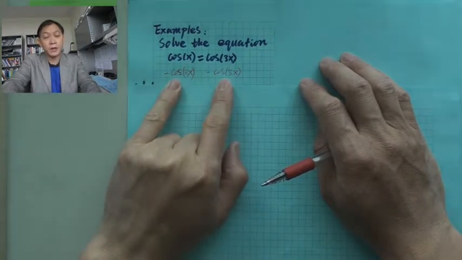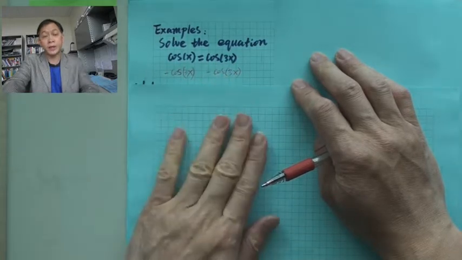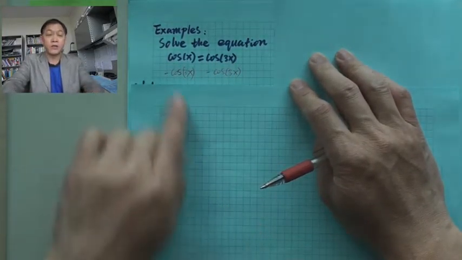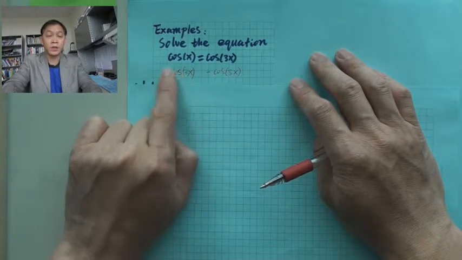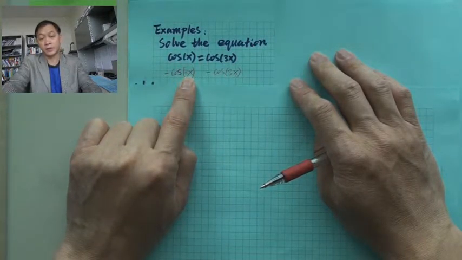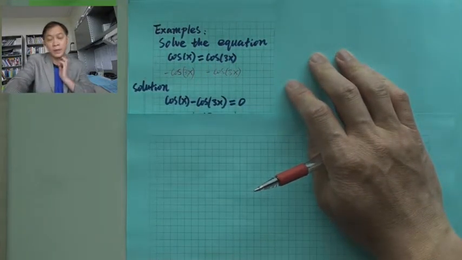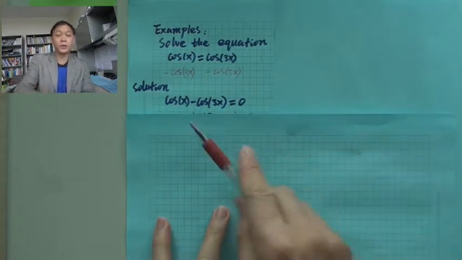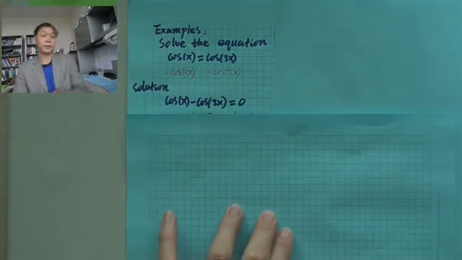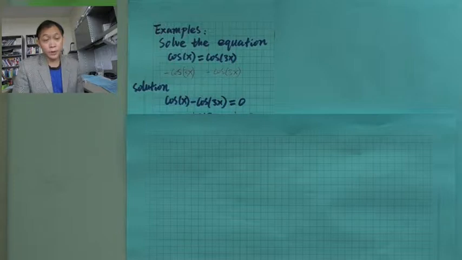If you subtract cosine 3x on the right-hand side, then you can cancel this one, making the right-hand side 0. The left-hand side is going to be cosine x minus cosine 3x, and the right-hand side is 0. Here is one minus another. That's a subtraction. For subtraction, you want to change this to a product.